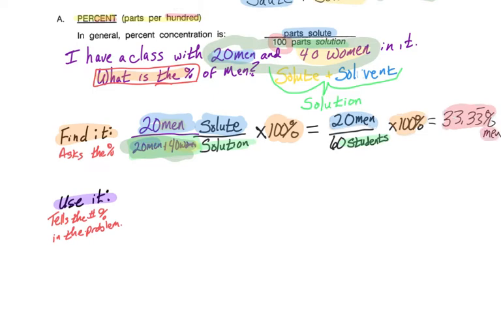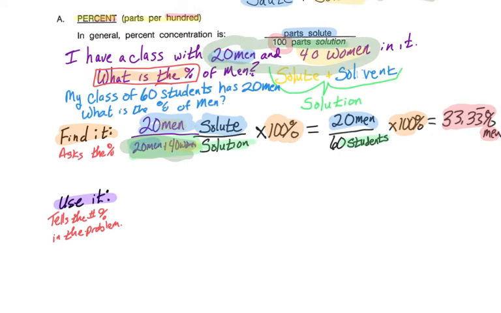The same question could have been asked a slightly different way. Here we can see the question now says, my class of 60 students has 20 men. Now what is the percentage of men? Here we can see that our solute, our number of men, is still the same. But in this version, we've told you that we have 60 students total, which is our solution. In this case, we end up with the same answer.